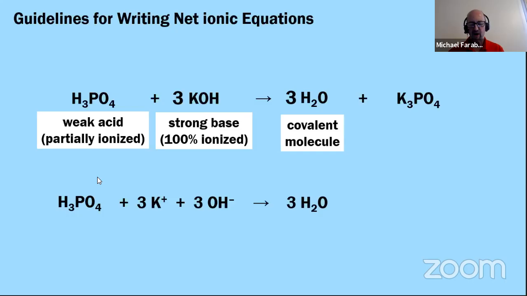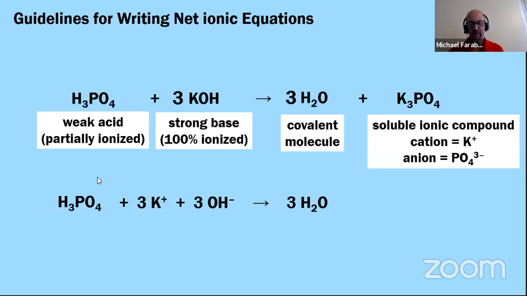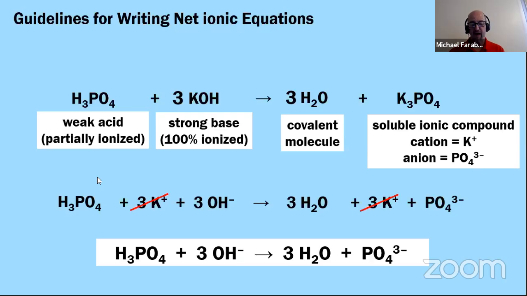And potassium ions are soluble in ionic compounds. So we have potassium and phosphate. Notice that I have 3 potassiums because of the subscript 3. And on the left side of the equation, I have 3 potassiums because there was a coefficient of 3 in the balanced equation. I'm going to cross off my spectator ions, and now I have that.